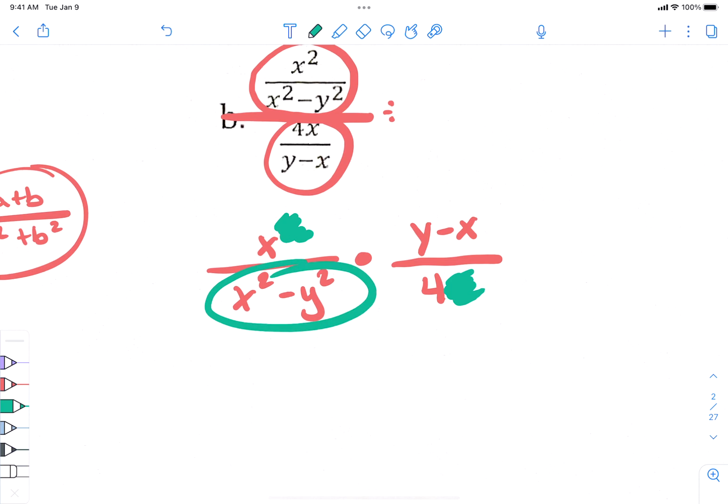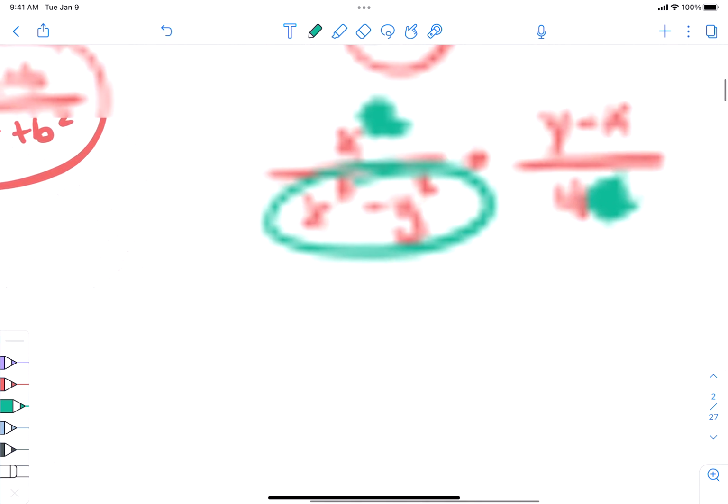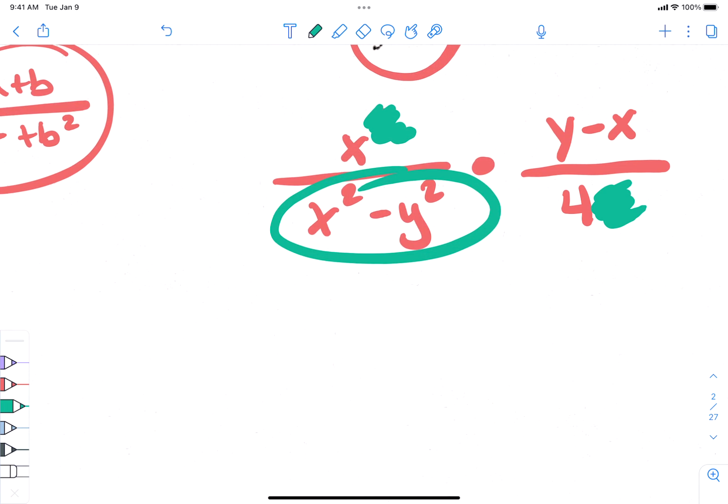Okay, let's take a look at this one. Hold on, what is that down here at the bottom? What is that thing called? What's that thing down there at the bottom called? Here's the difference of squares.